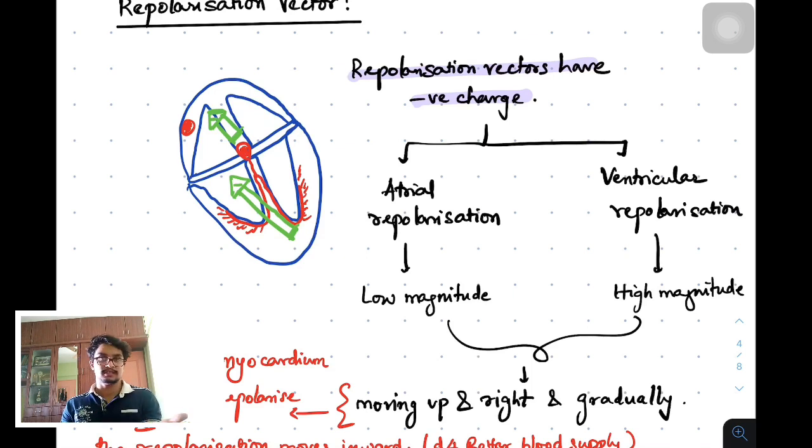Cations are moving out of the cell, so the cell is becoming more electronegative. So we are arbitrarily giving the vector a negative charge. There are two repolarization events occurring in the heart. First is atrial repolarization. The next is ventricular repolarization.